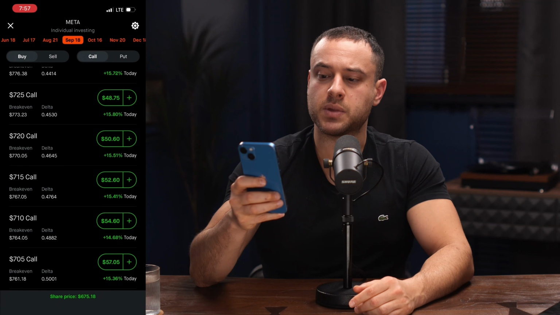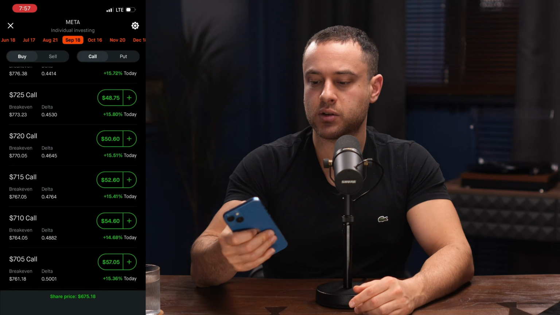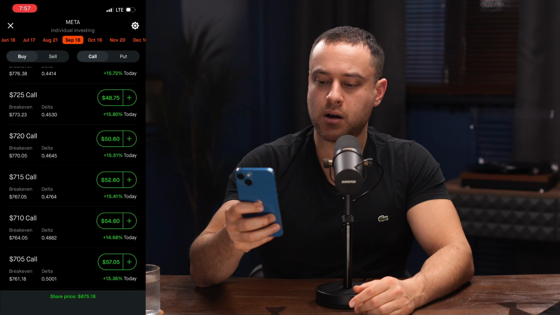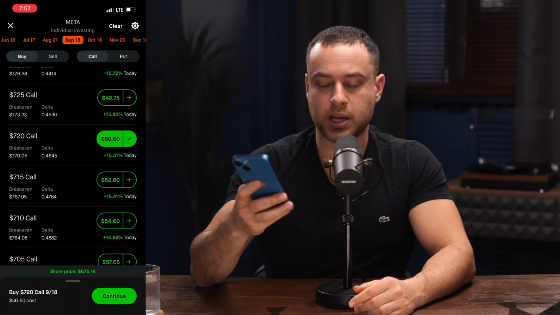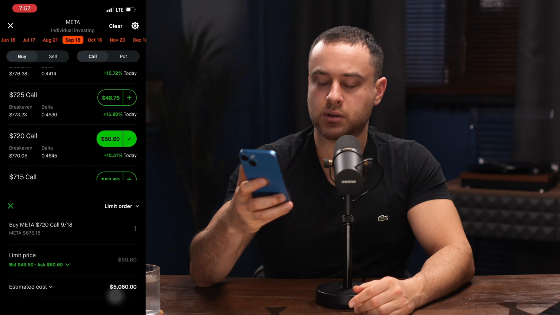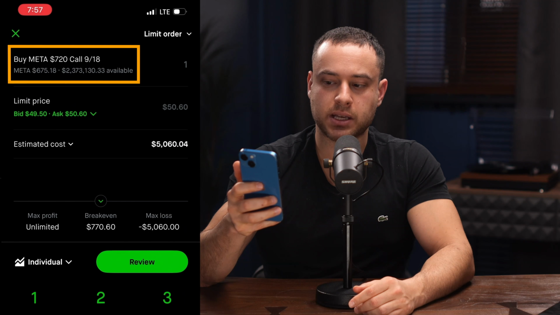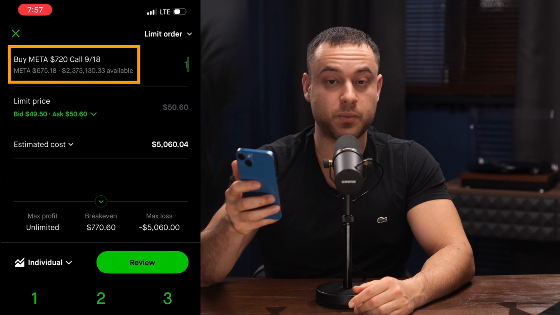What expiring in the money means is if you buy this call option, you can see the settings on the top is buy, and you can toggle between buy and sell. Buy call option, 720, and if I click here on the plus, I'm able to now execute on the trade. So if I end up buying the 720 call option, I'm going to click continue. Okay. It says buy Meta 720 call 9/18, referring to the expiry of September 18th.